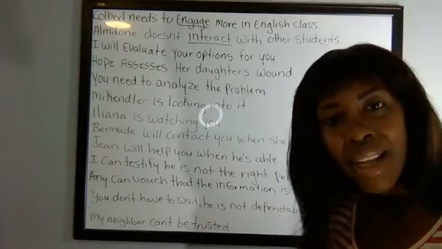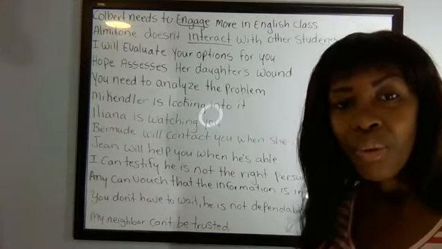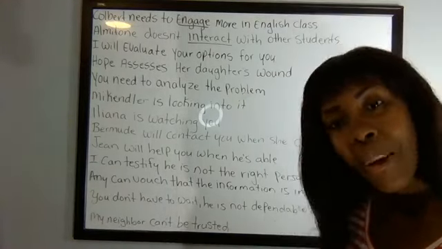You can't count on them. They're not dependable. Ou pa ka konte sou yo, yo pa dependab. My neighbor can't be trusted. So, if someone can't be trusted, they're not dependable. If you don't trust someone with your kids, they're not dependable. Okay?